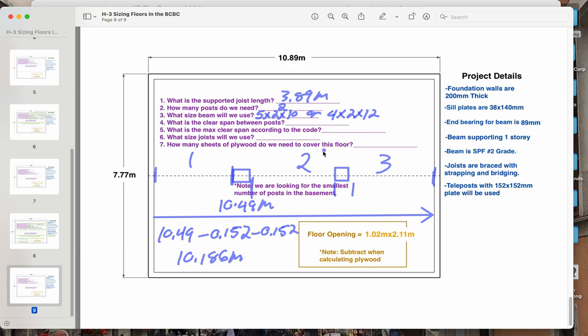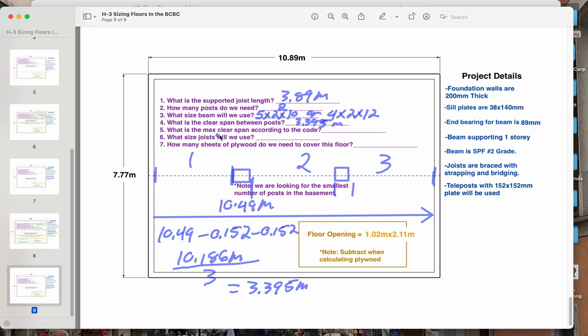Now we know we have 1, 2, 3 spaces, so we're going to take that number and divide it by 3, and we get 3.395. I'm keeping it to 3 decimal places here to be more specific. So this would be 3 meters and 395 millimeters. Okay, so if you wanted a very precise measurement there. So what is the clear span between the posts? 3.395 meters.